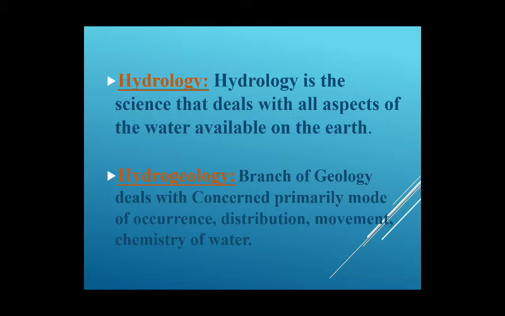After that, in 1999, Ward and Robinson said it is the science dealing with the waters of the earth and their occurrence, distribution, circulation, their chemical and physical properties and their interaction with the environment. But the term hydrogeology refers to the branch of science, the area of geology, that deals with the distribution and movement of groundwater in the earth's surface.